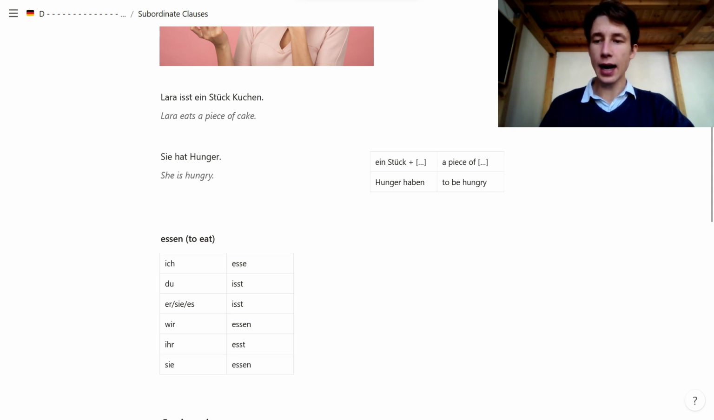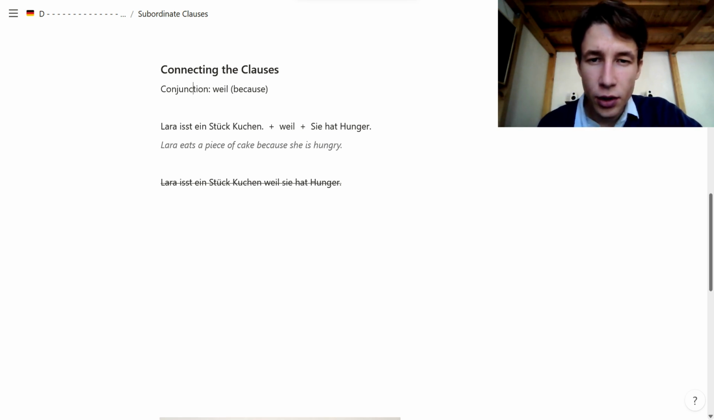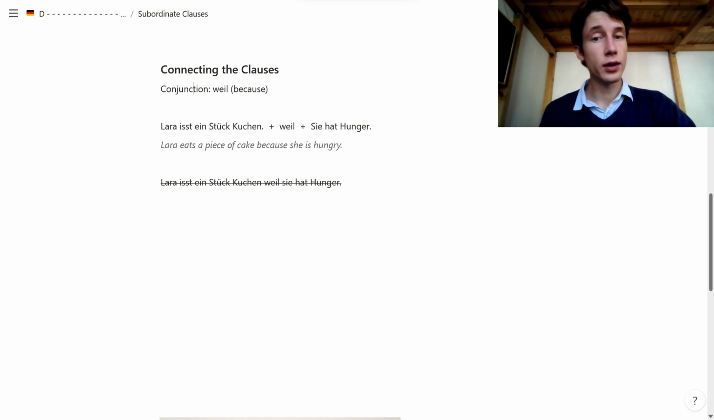Now, let's see how we can put these two sentences together, these two clauses. So, to connect the clauses, we want to use a conjunction. In this case, weil, which means because we're giving a reason. So theoretically, we just have to say Lara isst ein Stück Kuchen, and then connect this clause with the word weil to the next clause, right? Just like in English, Lara eats a piece of cake because she is hungry. However, if we do that in German, that's wrong.